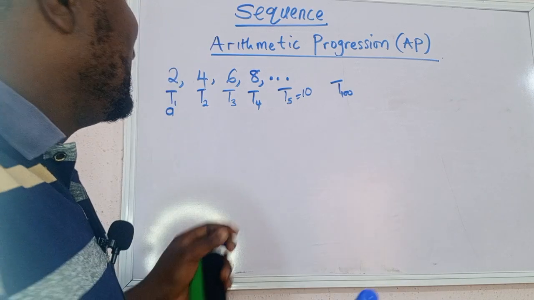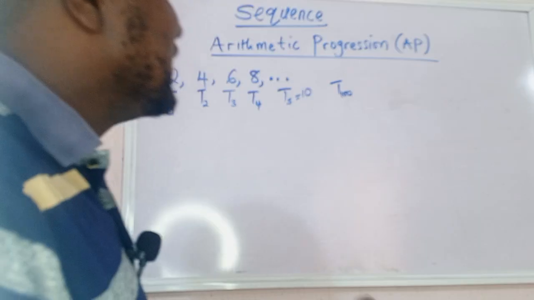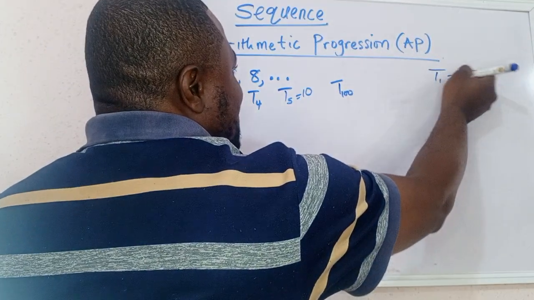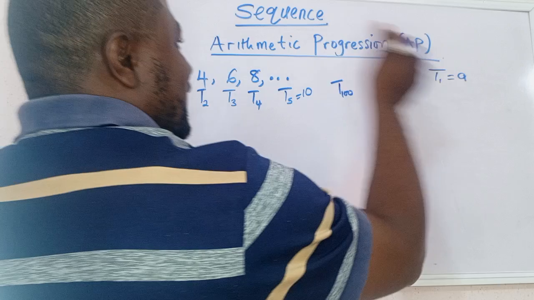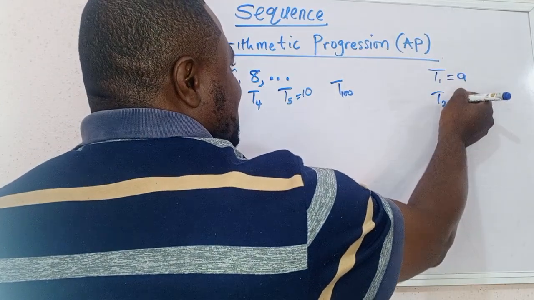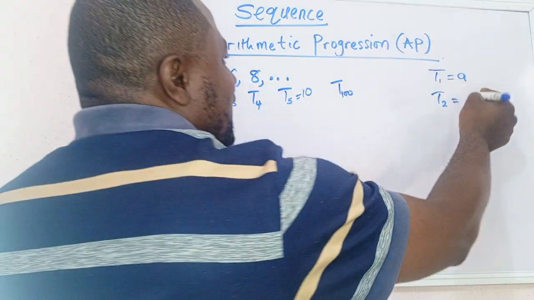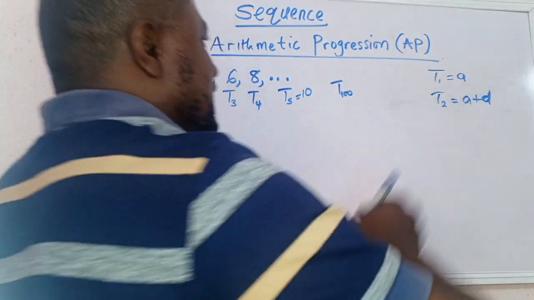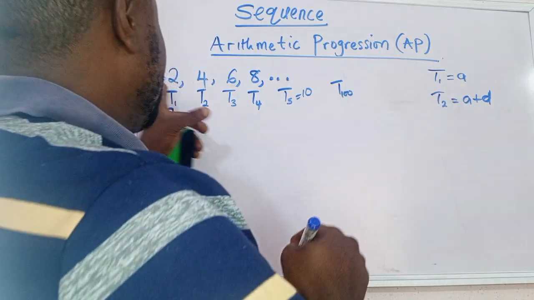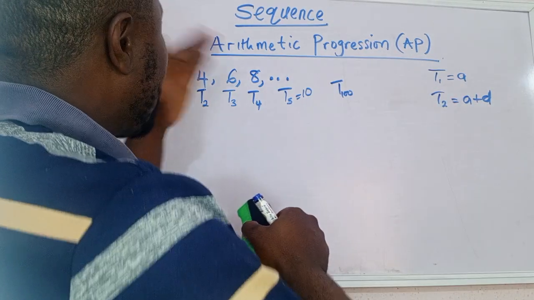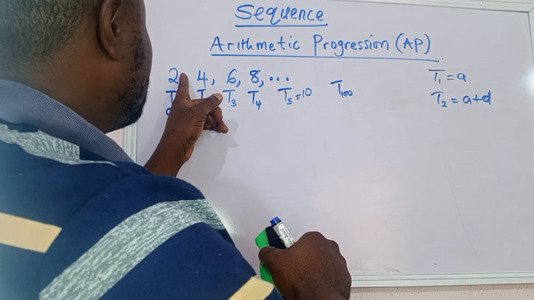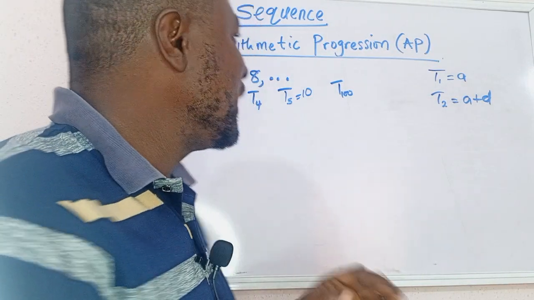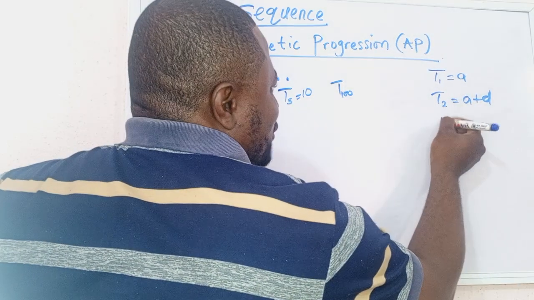But before I do that, it has been established that AP behaves like this. The first term, we normally call it A, just like I've told you here. The second term of whatever AP is A plus D. What is this D? I'm going to be explaining what D is. Of course, I've told you what A is. A is always the first number. D is the number by which it is increasing. You agree with me that this number is increasing by 2. So your D is going to be 2. Are we together? Okay.